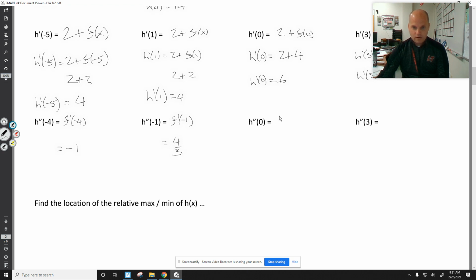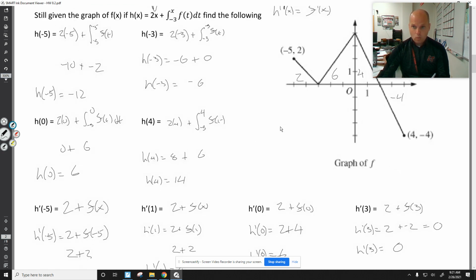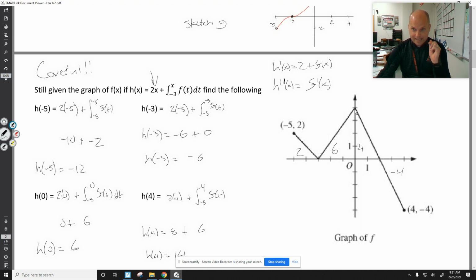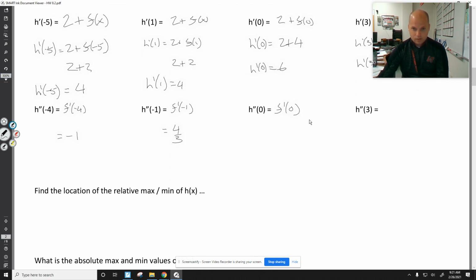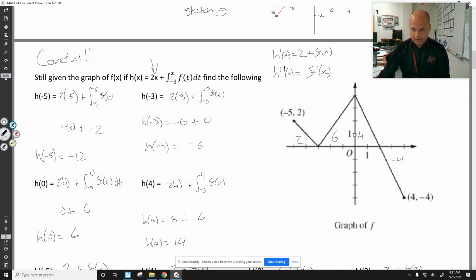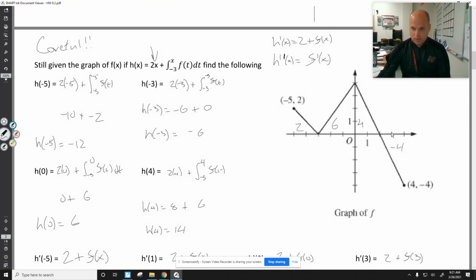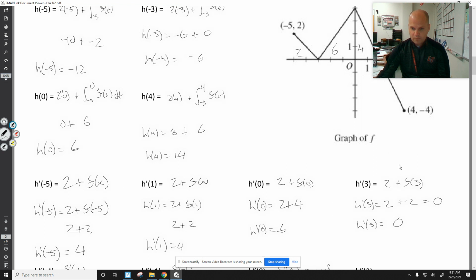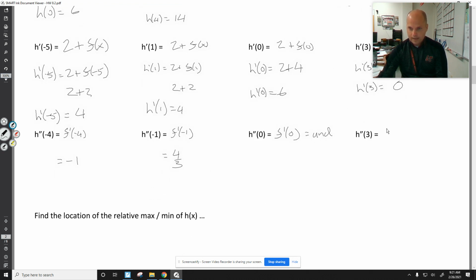H double prime of 0 is f prime of 0. What is the slope at 0? It does not exist because it's a sharp point. That's a quick little reminder from back in the day. H double prime of 3 is f prime of 3. The slope of this line segment is negative 2.